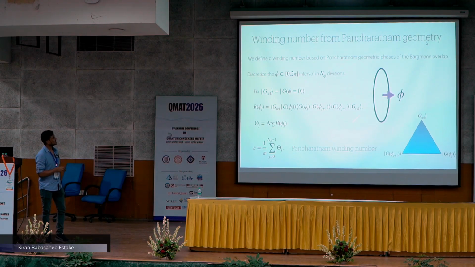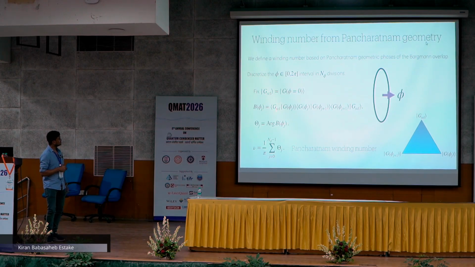So what we do is, we have this periodic twisted boundary condition. We have Hamiltonians as a function of φ, and we have the ground state as a function of φ, as φ changes from 0 to 2π. Now we fix the ground state at φ equal to 0 to be our reference state. And now at each φ, we take this Pancharatnam's triangle, which consists of these 3 states. One of the states is always going to be our reference state, and the other 2 states are the ground state at the given φ and the ground state at the adjacent φ. Now from this triangle, you define this Bargmann overlap B_φ like this.